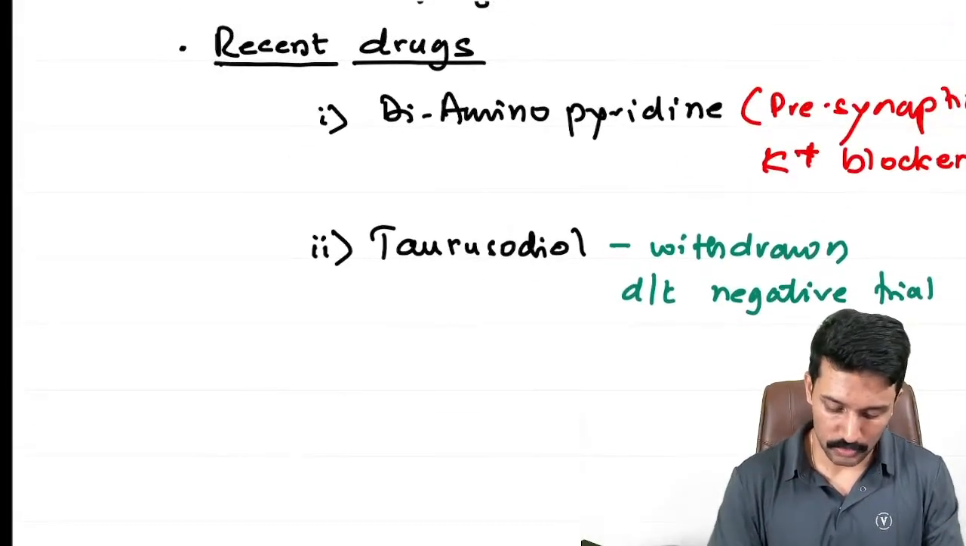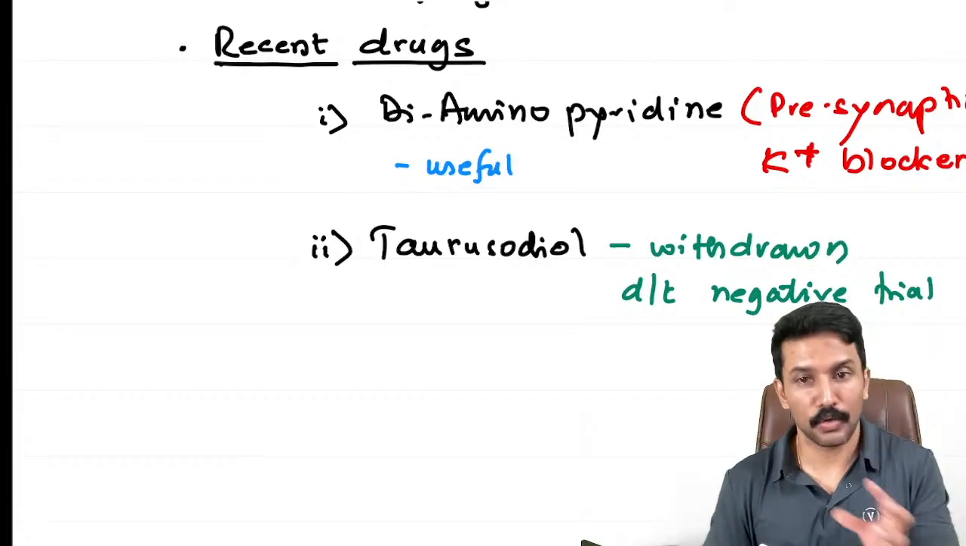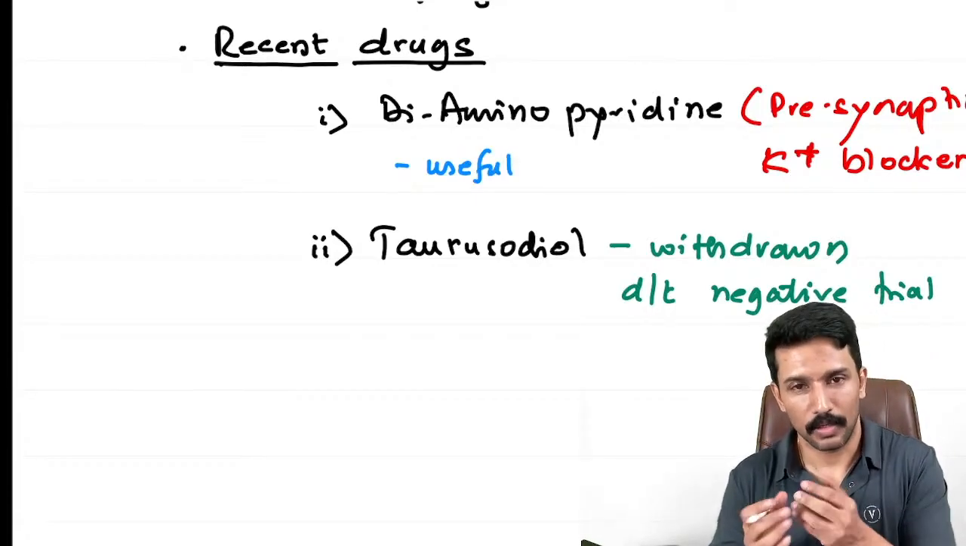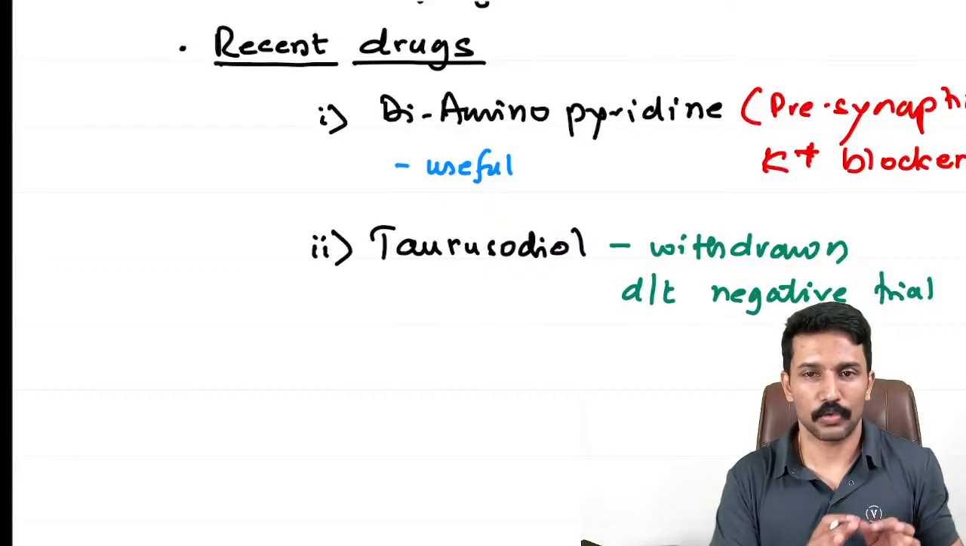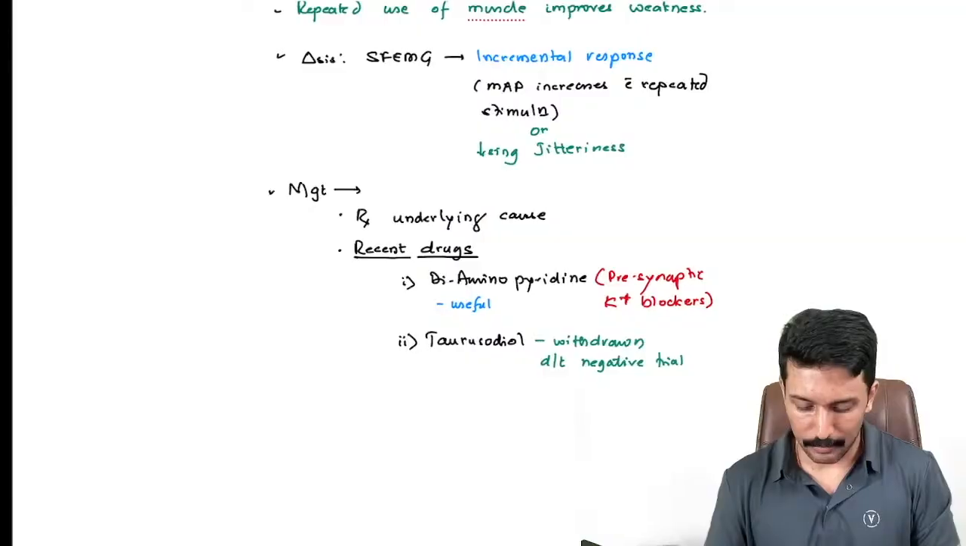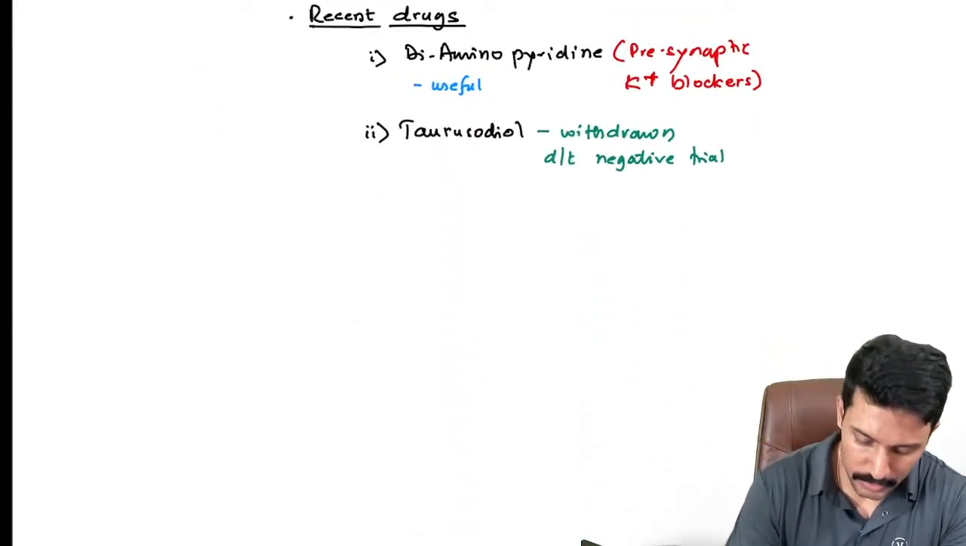So two potential MCQs. This is useful. So diaminopyridine continues to be approved, but the second drug is withdrawn because of the negative trial. Okay. So this is about our Lambert-Eaton syndrome. Okay. So next up, we have GB syndrome.